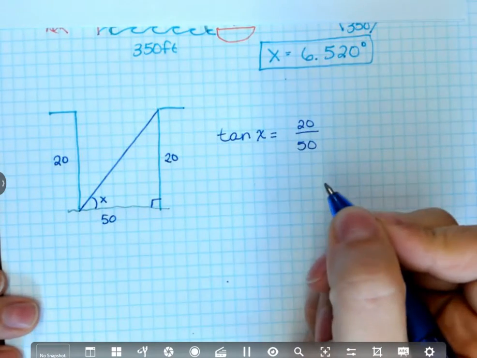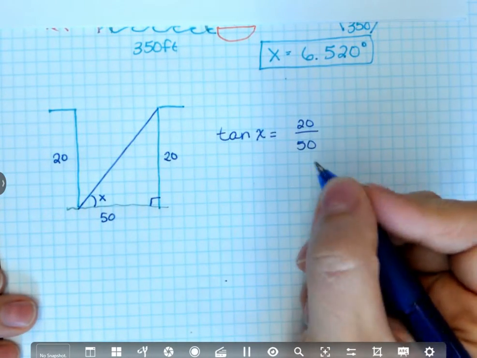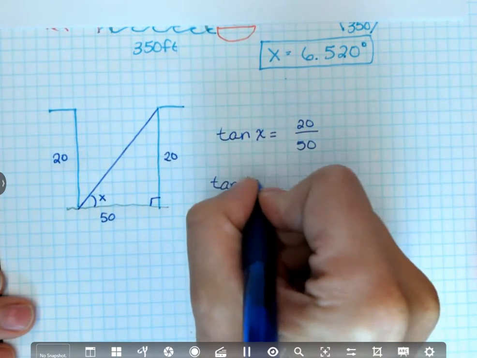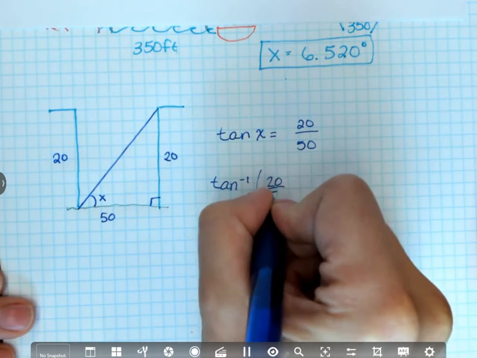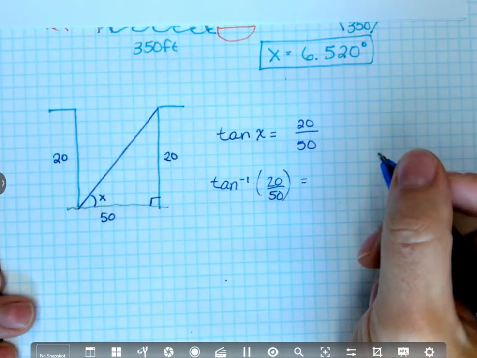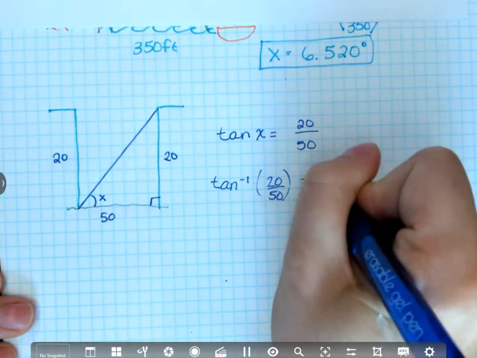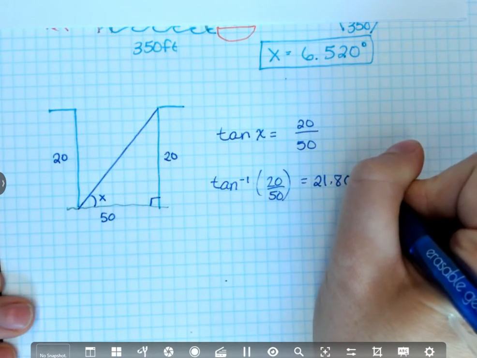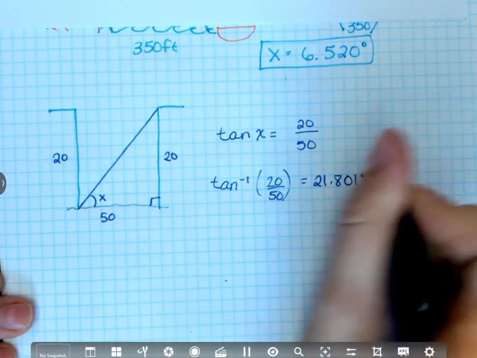So what do I use in my calculator? Inverse tan. And to 3 decimals, could you tell me what you get? 21.801. Thank you. Yes, sir.